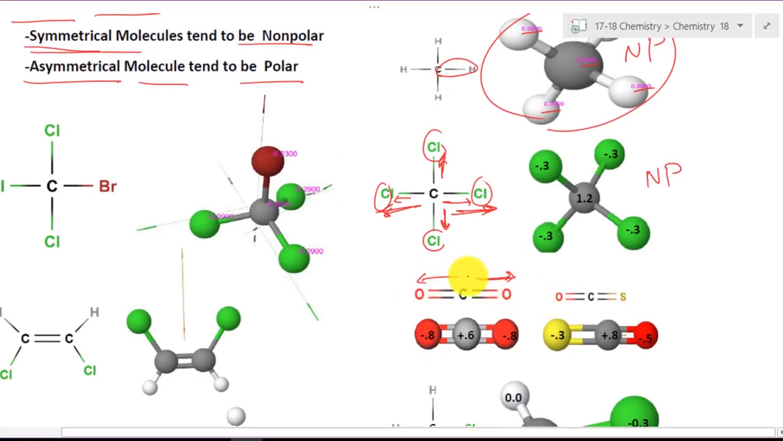If I'm pulling that way and another guy is pulling this way, is this carbon going to go anywhere? No, they actually cancel each other out like this. This cancels out, equals 0. And that's why this is non-polar.